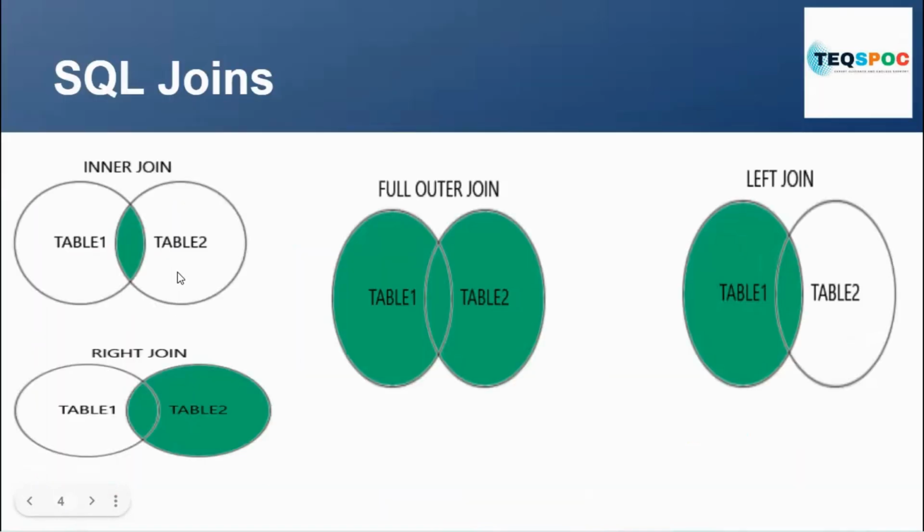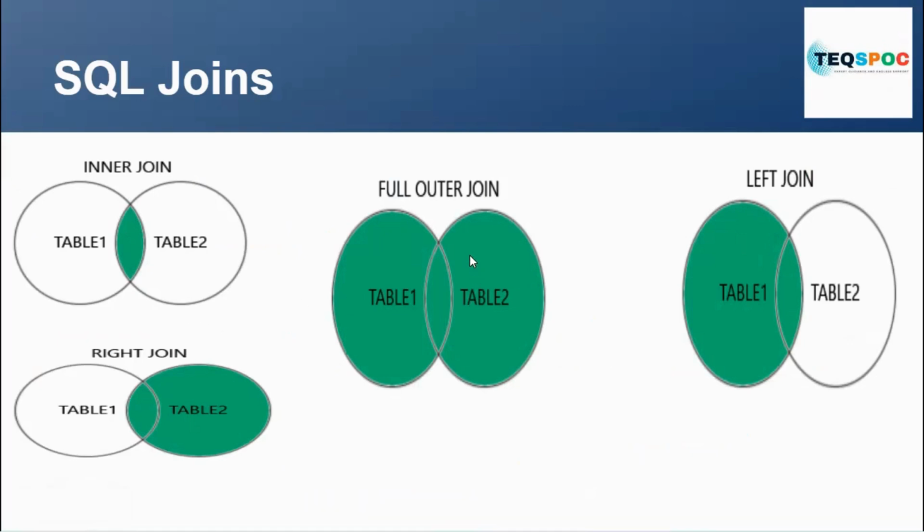Okay, so basically you can see from this diagram, that is inner join. These are table 1 and table 2. Inner join basically returns the common data between the two tables, this area. Means if in table 1 you have Ram and Syam, and in table 2 you have Ram, Syam, Geeta, what is the matching data? Ram and Syam are common, so you will get Ram and Syam.